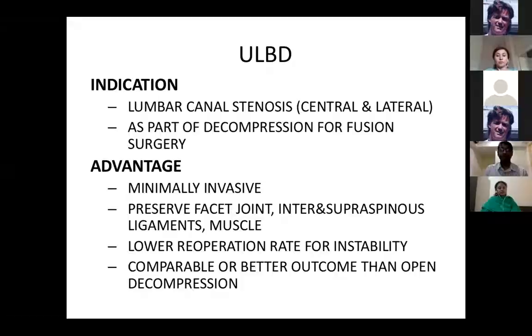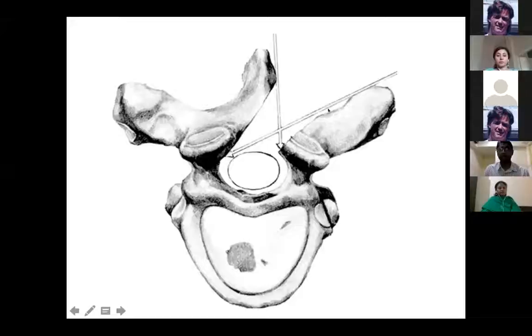As you can see here, we can do bilateral decompression by using an MIS technique. This is the conventional approach. We go straight in, at the site where we open, but we can also access the contralateral site using the same opening by undercutting our normal laminectomy site slightly. We can actually access the contralateral site as well.